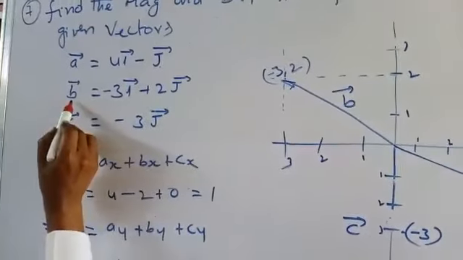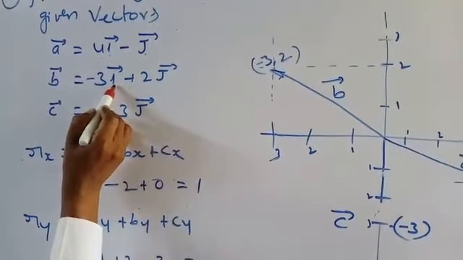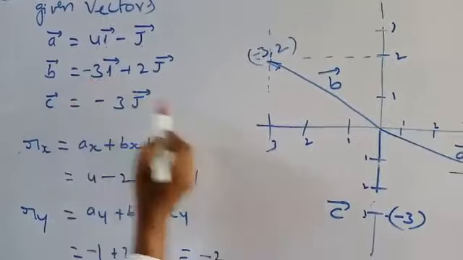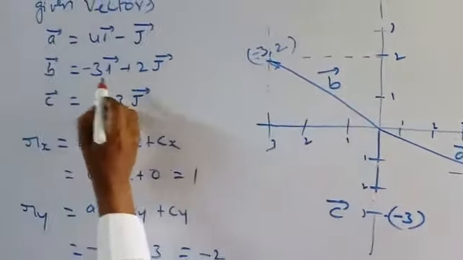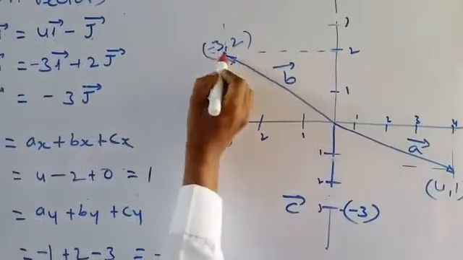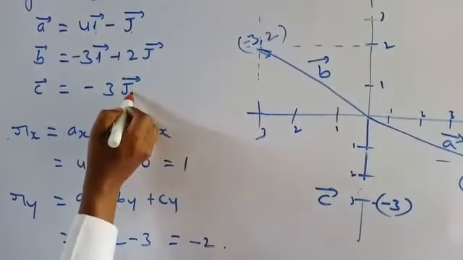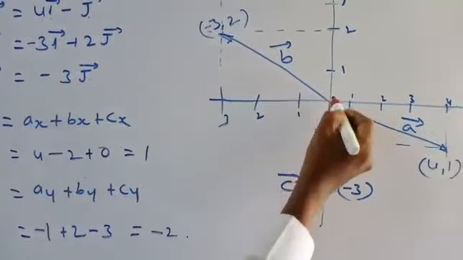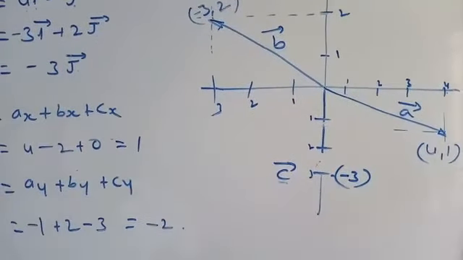Next B bar. B bar is equal to minus 3i plus 2j. i belongs to the x-axis, j belongs to the y-axis. So this is the minus 3 along the x-axis, and this is the plus 2 along the y-axis, this is the B bar. Next C bar, minus 3j. j belongs to the y-axis, minus j, so it is minus 3 along y, this is C bar.